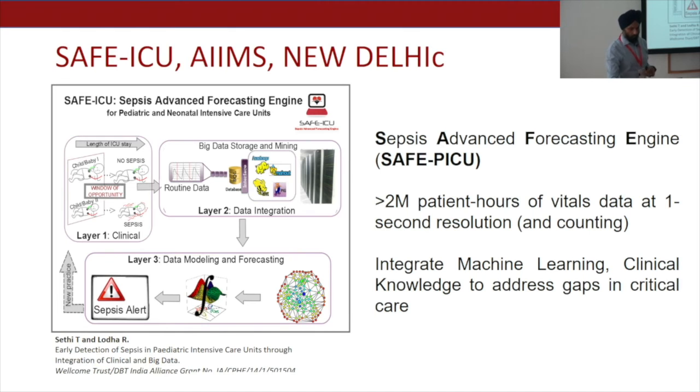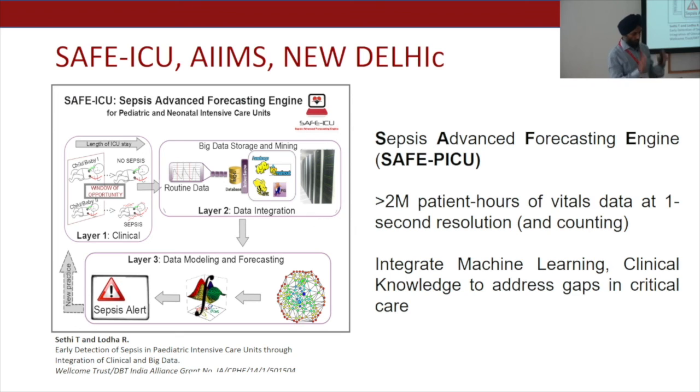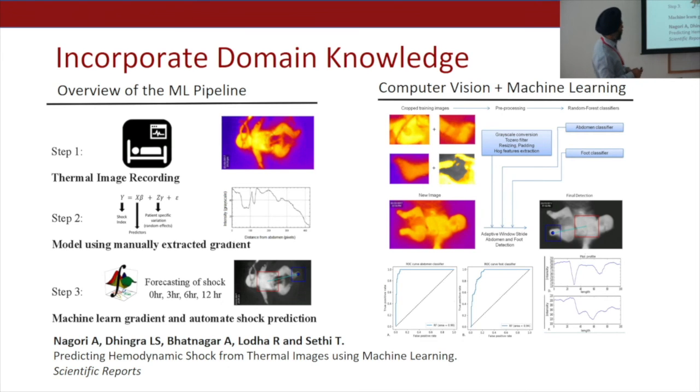In my last 20 seconds, I'll talk about models that work in the ICU settings to predict outcomes, for example, shock and sepsis. This work has been going on for the last 7 years at All India Institute of Medical Sciences, a pediatric ICU, where we now have more than 2 million patient hours of continuously monitored data: heart rate, pulse rate, oxygen saturation, respiratory rate at every second resolution. High density data because we were able to build these IT platforms there.